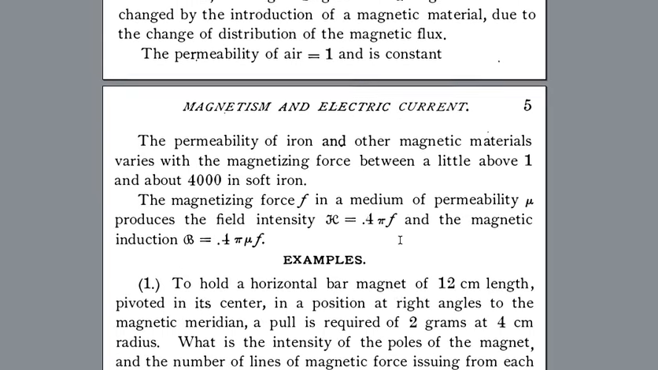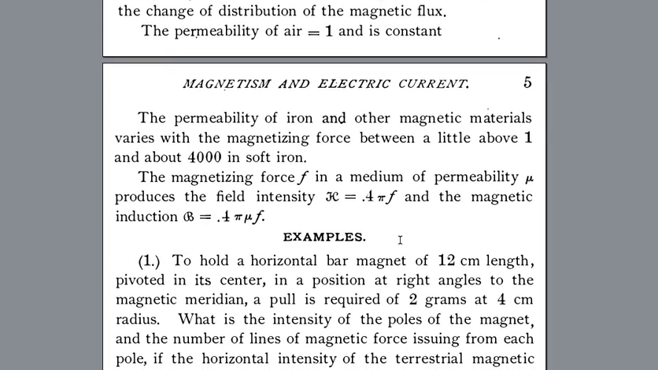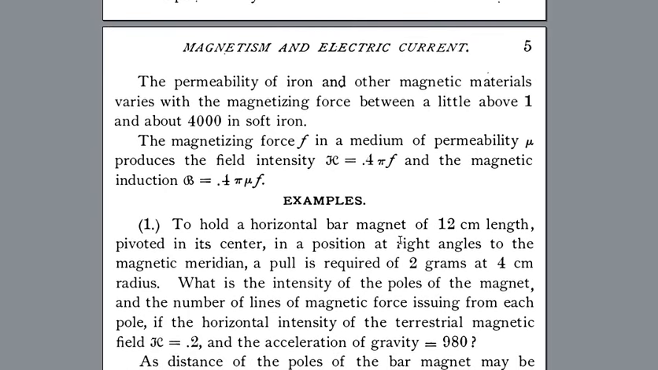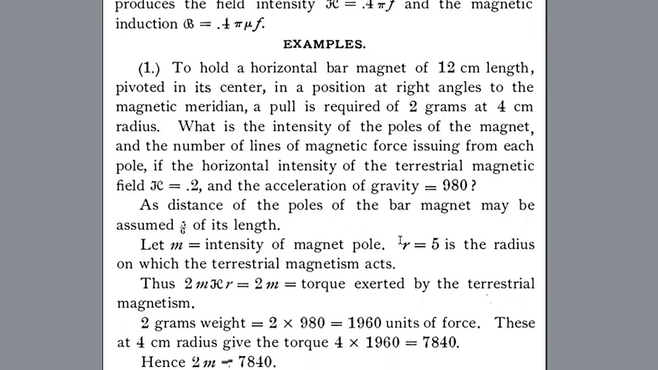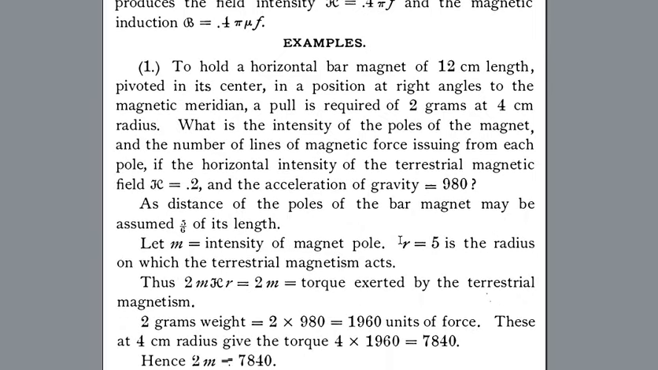The permeability of air equals 1 and is constant. The permeability of iron and other magnetic materials varies with the magnetizing force, ranging from slightly above 1 to about 4,000 in soft iron. The magnetizing force, denoted as small f in a medium of permeability μ, produces the field intensity H equals 0.4 times pi times f, and the magnetic induction B equals 0.4 times pi times μ times f.